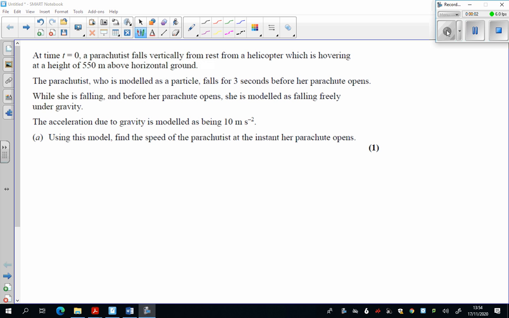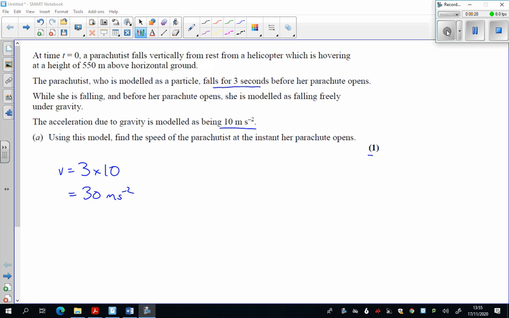Question 1 about the parachutists. This comes from the 2019 AS exam paper. We got 1 mark just to get you thinking first of all. And we can see that it was falling for 3 seconds using gravity at 10 meters per second squared. So the velocity is 3 times 10, which is 30.